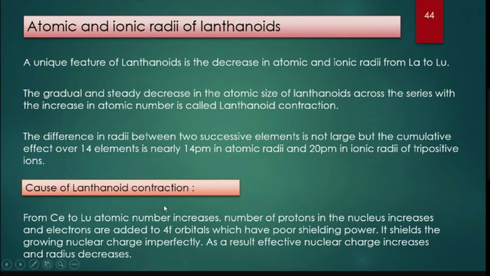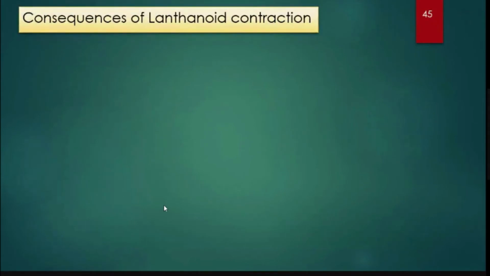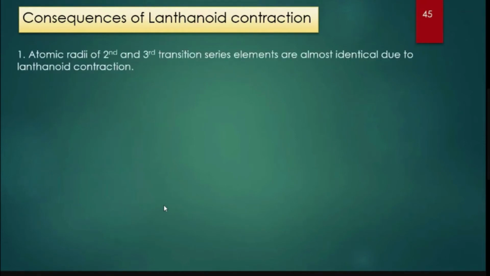So all these electrons will be pulled towards the nucleus, as a result of which atomic radius decreases. So this is the cause for the lanthanide contraction. Then what are the consequences? What happens when we witness lanthanide contraction? Here there are two consequences. So let's start with the first one.